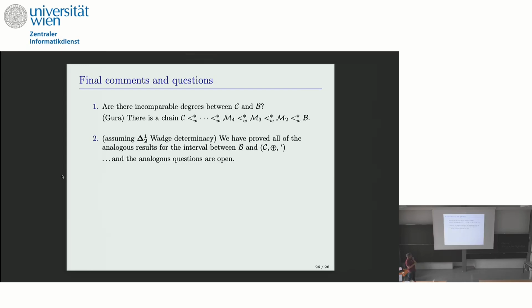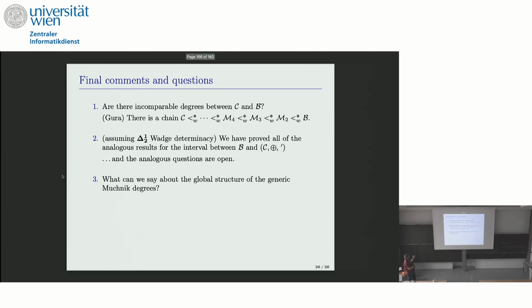If you assume delta 1,2 determinacy, all the stuff I've been saying about between Cantor space and Baire space also holds between Baire space and the Borel complete degree. This is mostly for the Hurewicz theorem at the next level. And we have the same questions, though a little bit worse. We know that things are nice for continuous expansions, but Borel should be the analog of delta 2, so there's a much bigger gap.